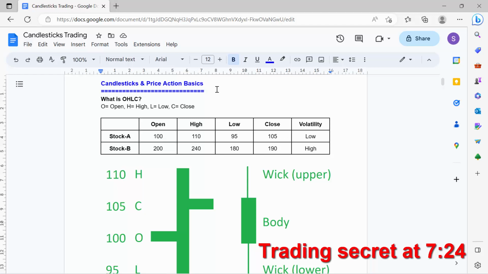From today, I am starting a new video series called Candlesticks and Price Action. This can be the best video series on YouTube for 3 reasons. Number 1, you will learn everything in the easiest language possible. Number 2, you will learn many additional things which only a trader can tell you. Number 3, all videos will be practical oriented.